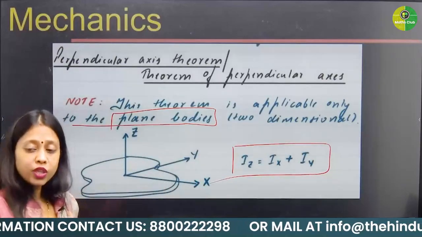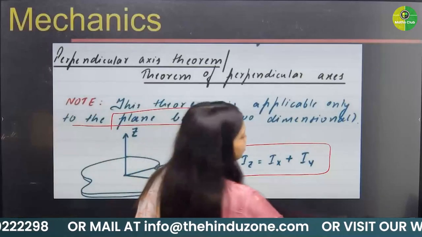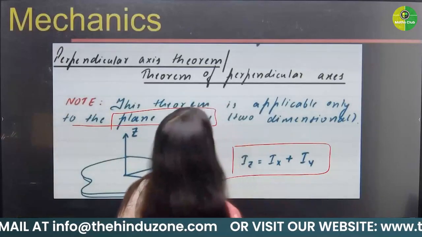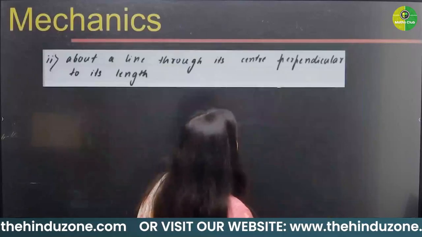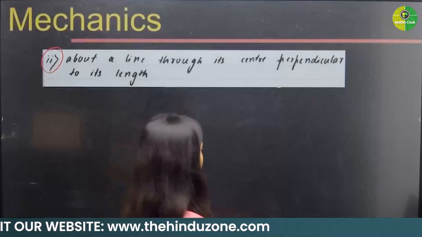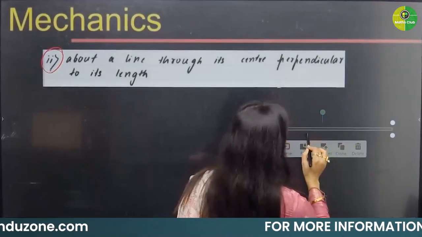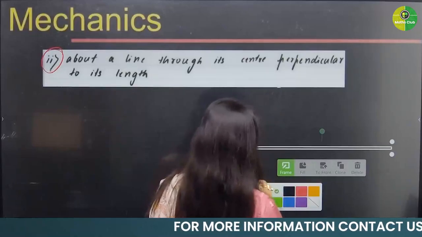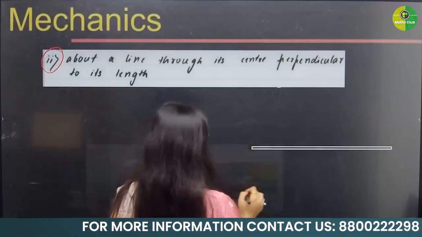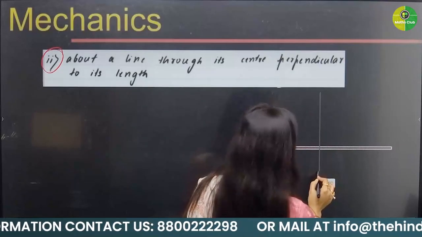Okay, so with this, I can discuss the second part. We are on the same part where we were finding the moment of inertia of a rod, but now the change is the line. Now the line is passing through the midpoint.